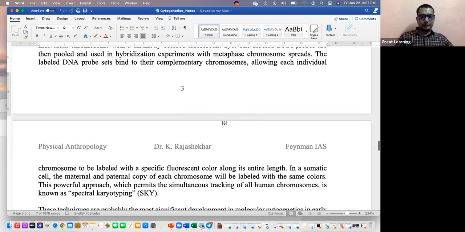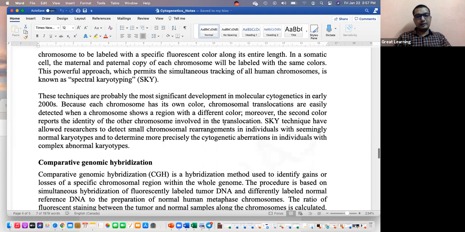So spectral karyotyping has also shown that translocations can be easily studied using spectral karyotyping. Many cancer examples I have given you in translocations. Those examples you can write here. That SKY is of great use in studying translocations, because of the color patterns you can easily observe this.